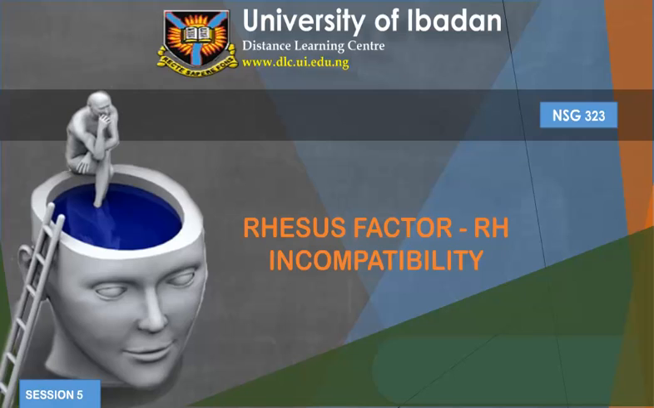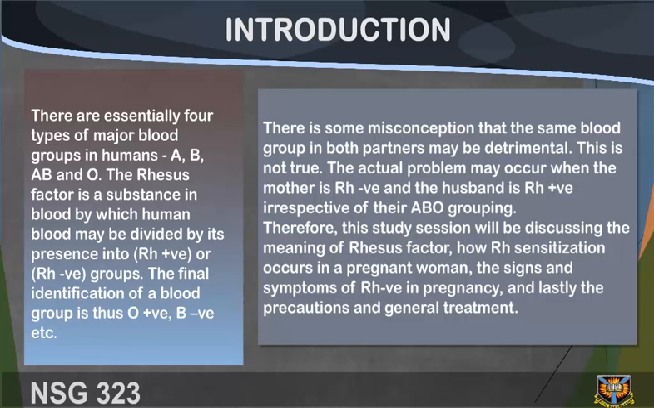Welcome to NSG 323, Study Session 5, Rhesus Factor, Rh Incompatibility. Introduction. There are essentially 4 types of major blood groups in humans: A, B, AB, and O. The rhesus factor is a substance in blood by which human blood may be divided by its presence into Rh positive or Rh negative groups. The final identification of a blood group is thus O positive, B positive, etc.